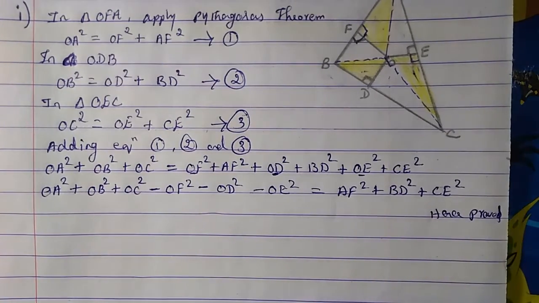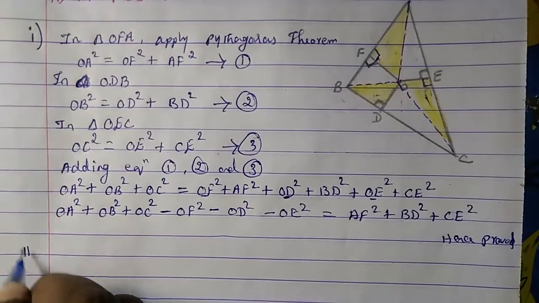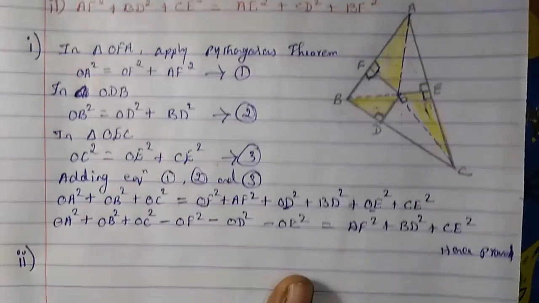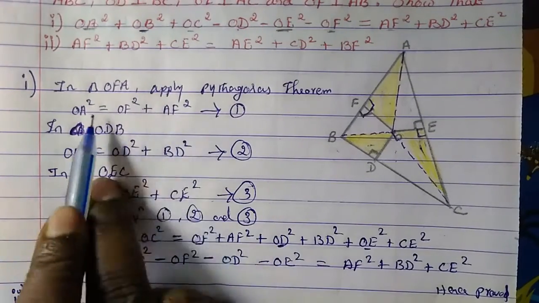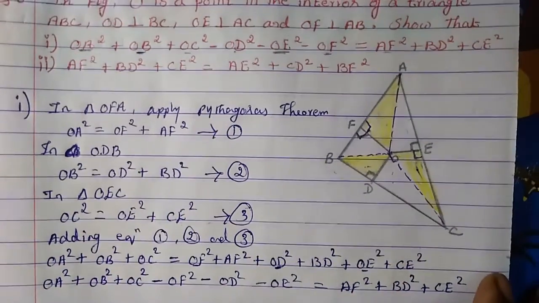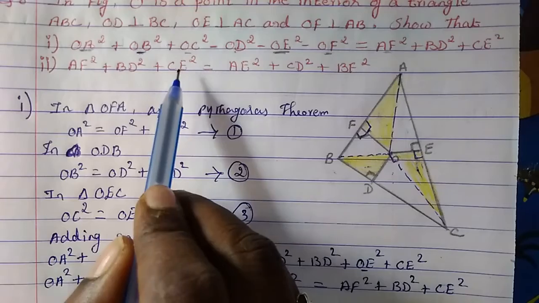Okay, the first part we have proved. Now, in the same way, the second part. The second part is also very easy. We will take it from this equation only. This is the Pythagoras theorem, right? Now look here. What is given? AF square plus BD square plus CE square.